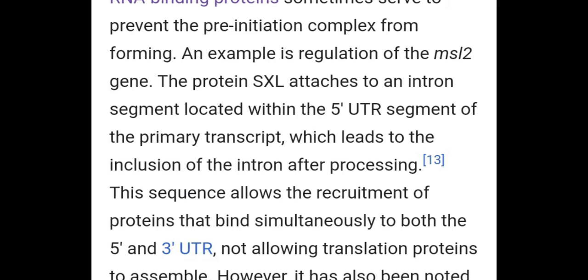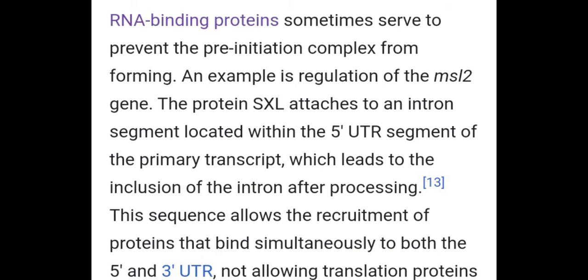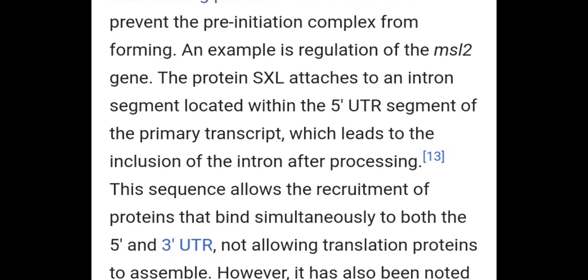MSL2 gene there are intron regions and exon regions. SXL binds to the 5' untranslated region which is present within an intron, on the upstream side, and due to attachment of SXL to this 5' UTR region of that intron found in the MSL2 gene, that intron is included even after processing. Normally introns are spliced out after the splicing process, but this intron will remain as a result of alternative splicing, you can say.